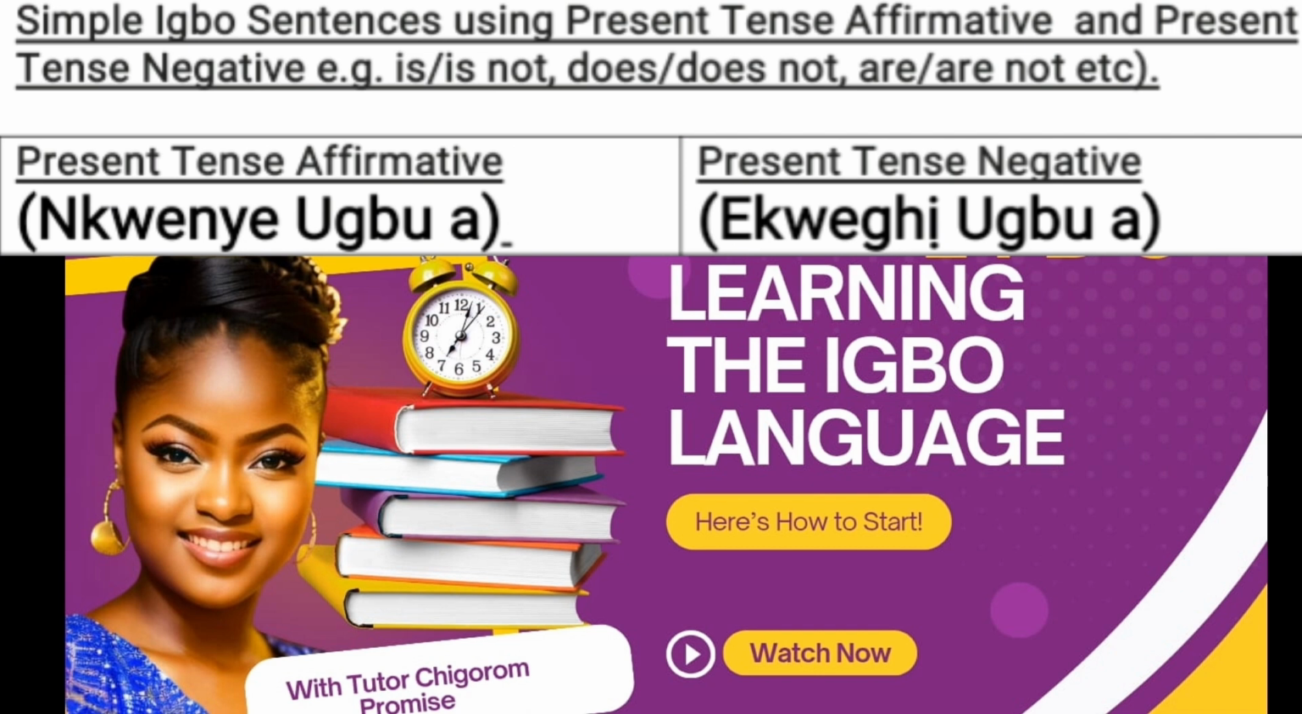Now we are moving on to the simple Igbo sentences using present tense affirmative and present tense negative. For example, is not, does not, are not, and so on. In Igbo words, we call it nkwenye ugbua na ekweghị ugbua. Present tense affirmative and present tense negative.